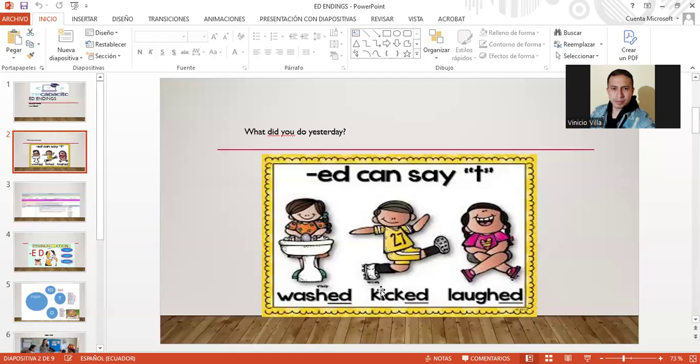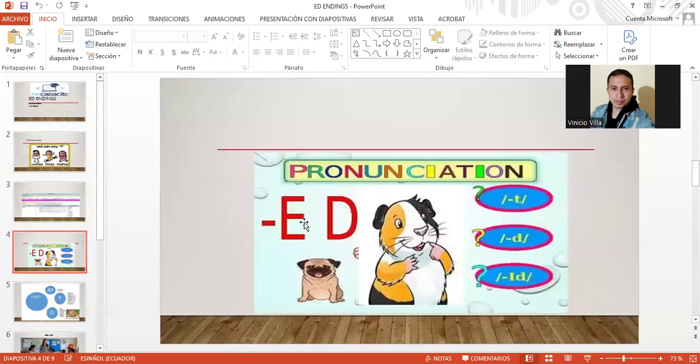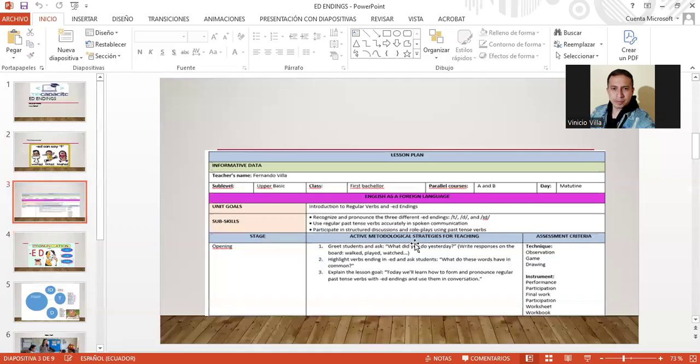Well, I could say, students, we are going to learn how to pronounce this kind of words. For example, washed, kicked, laughed. Students could say, oh, wow, what are the rules? Well, the next step, like I showed you in my lesson plan, is to show them the main objective, introduction to regular verbs and endings.